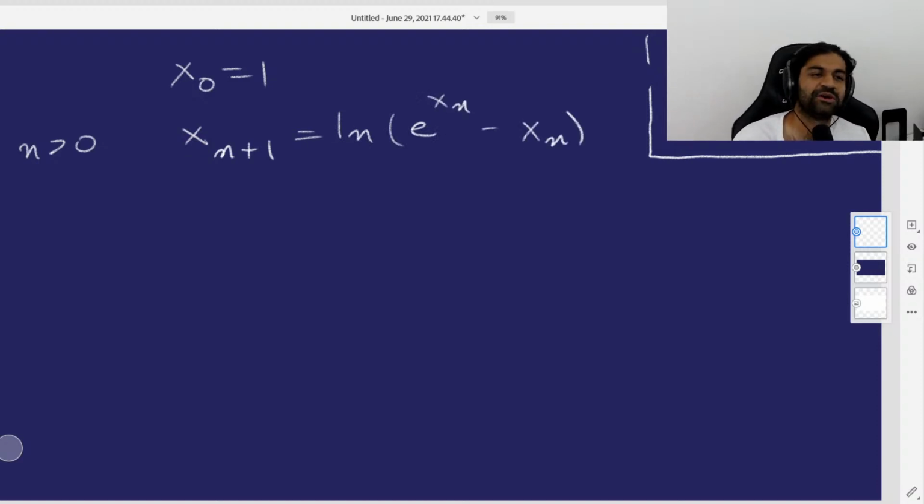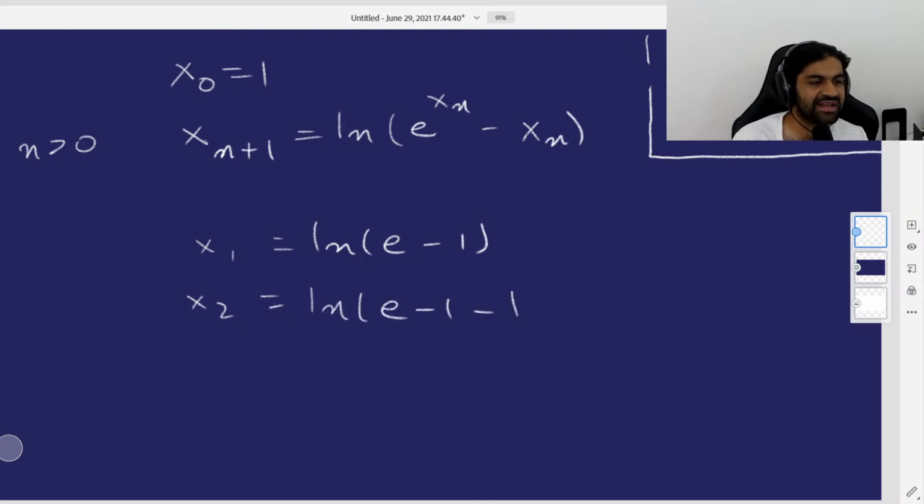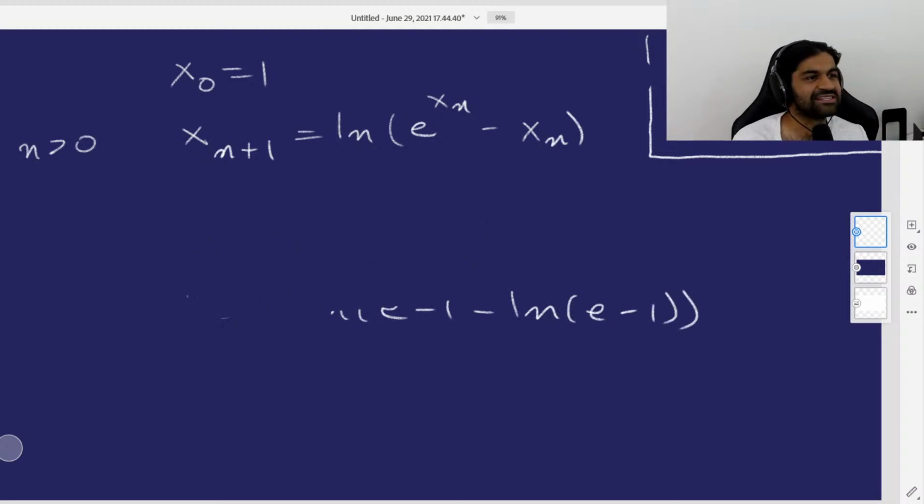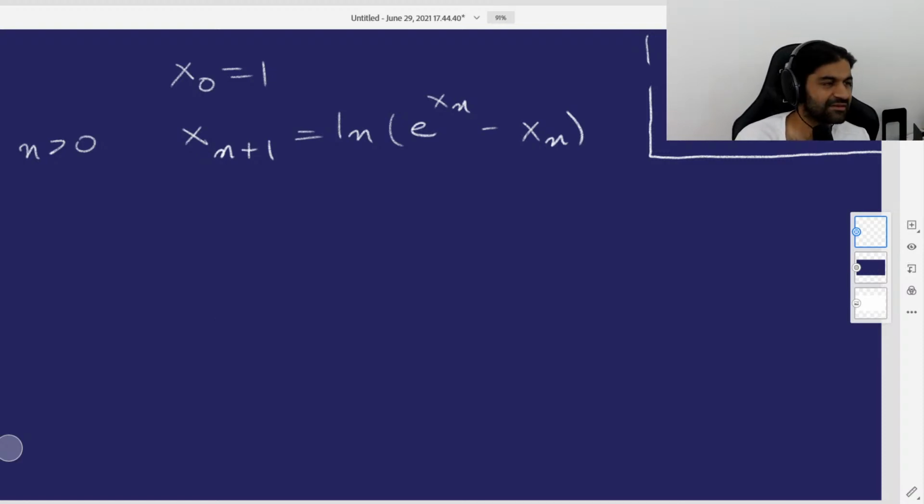So it's a recursively defined sequence. x0 is 1, so for example, x1 will be the natural log of e minus 1, right? x2 would be the natural log of e minus 1 minus the natural log of e minus 1, and so on. You just keep going. And so the question is, what's the sum of this series? By the way, it converges. You have to show that too, though I might skip some steps there.